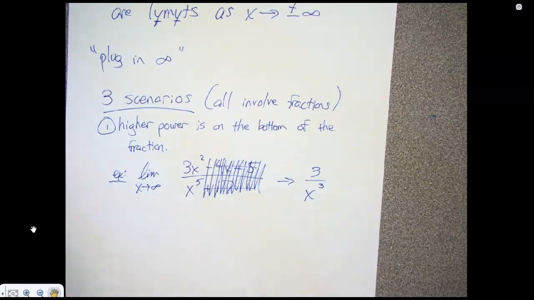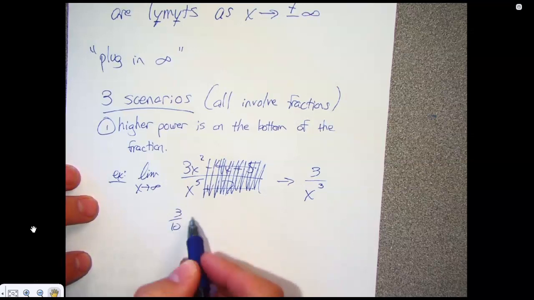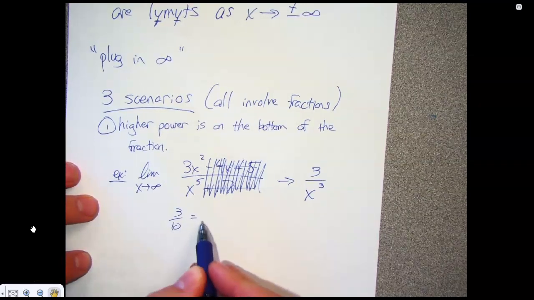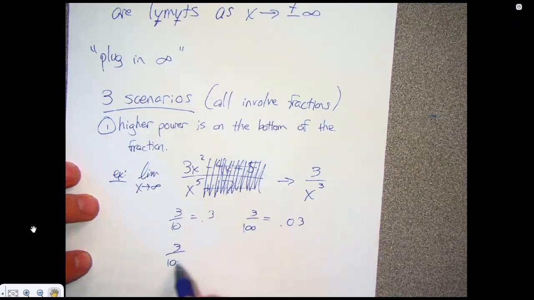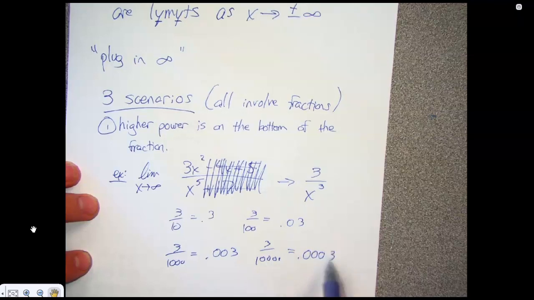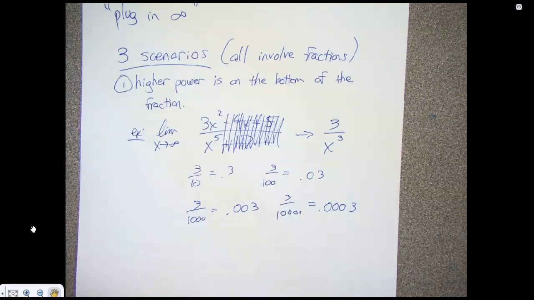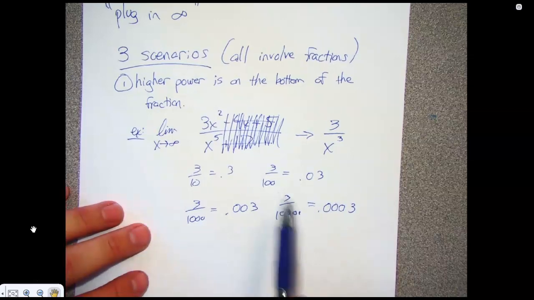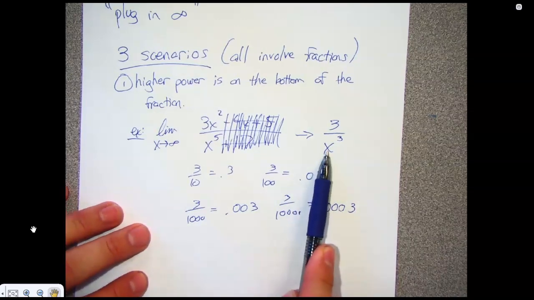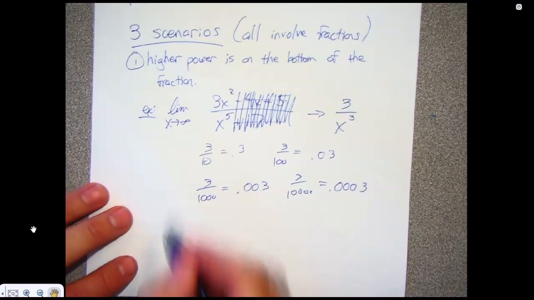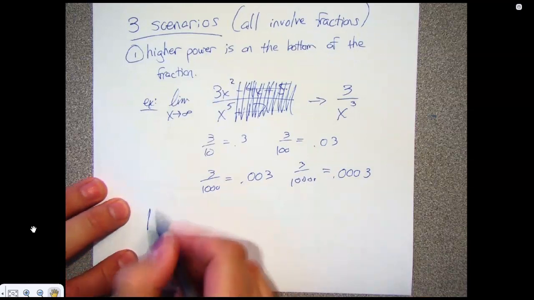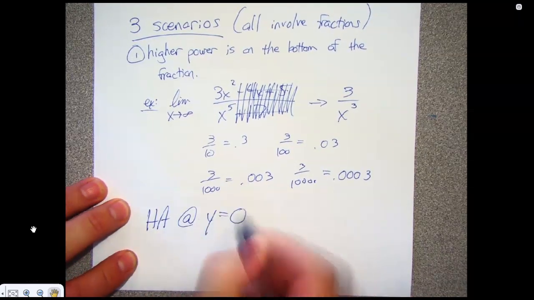So now I'm going to write this out. You don't need to. I'm just trying to show you again. What's 3 divided by 10? What's 3 divided by 100? What's 3 divided by 1,000? 3 divided by 10,000. So when the number on the bottom gets bigger, what happens to the overall value? It gets smaller. Well, I'm putting in a gigantic number, so what is this going to approach? It's going to approach 0. So if the higher power is on the bottom of the fraction, there is a horizontal asymptote at y equals 0.